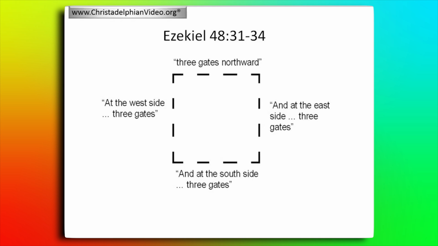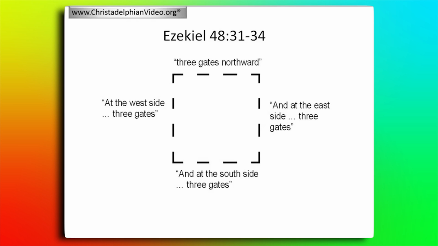In Ezekiel 48, the city called Yahweh is there is described. In verse 16 we see that the city is square. "And these shall be the measures thereof, the north side 4,500, and the south side 4,500, and on the east side 4,500, and the west side 4,500."